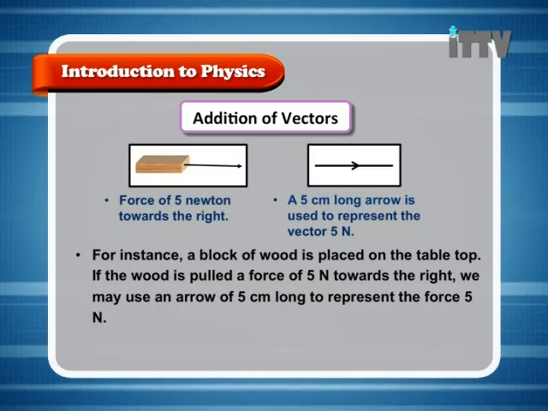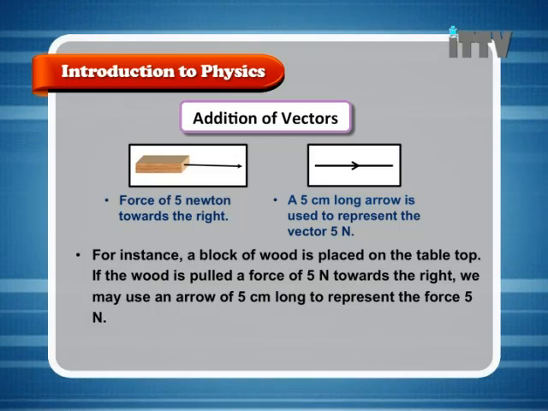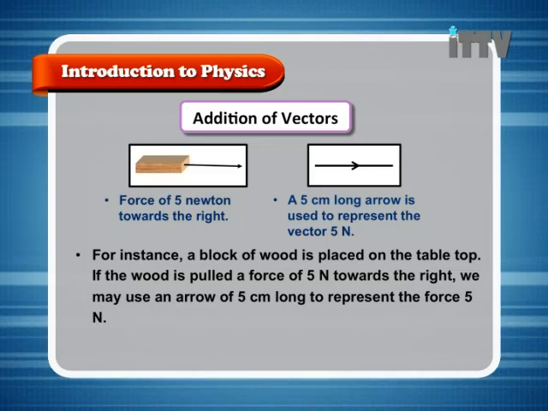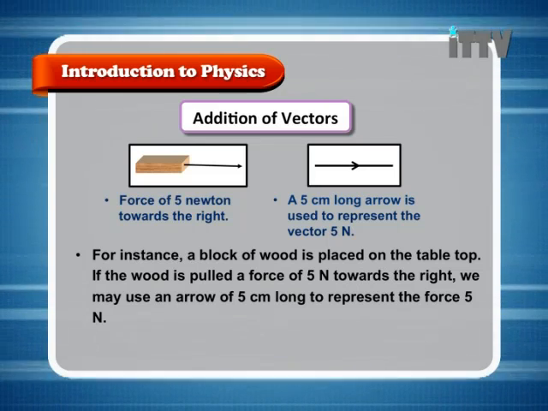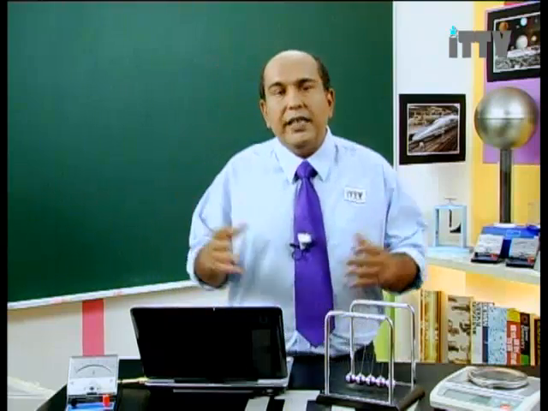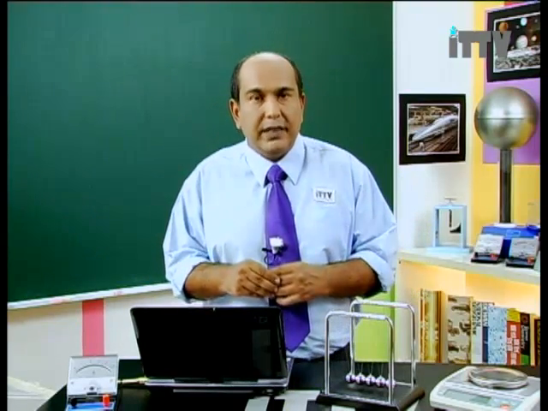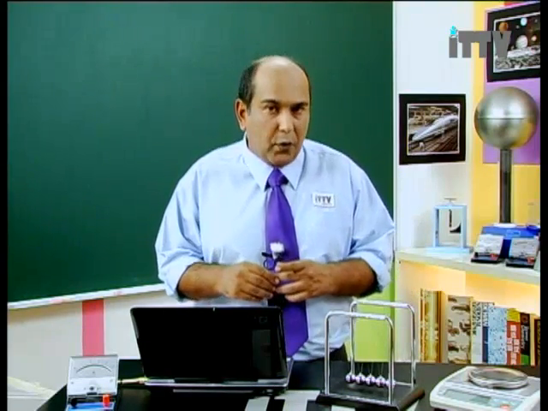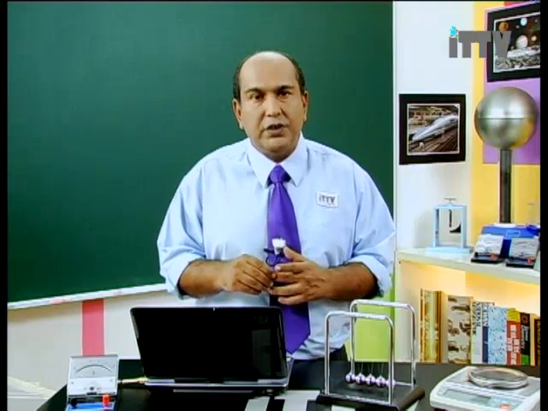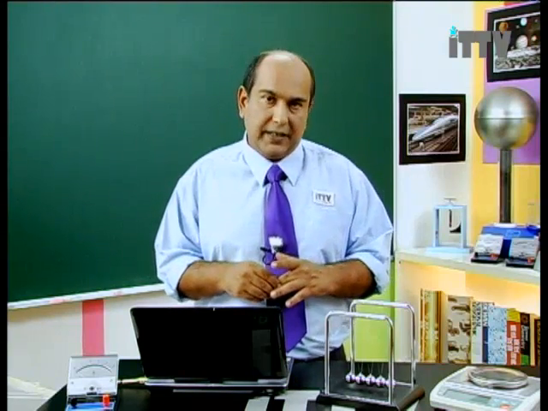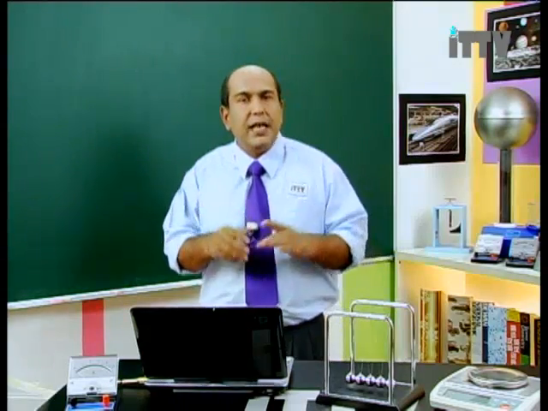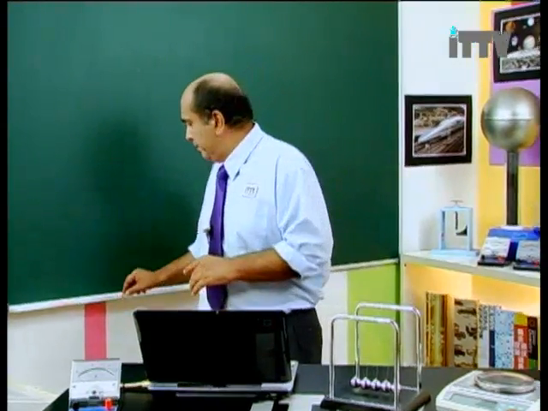If the wood is pulled with a force of 5 newtons to the right, we may use an arrow 5 centimeters long to represent the force 5 newtons. So what we're doing is drawing an arrow that will represent to us the force. The direction of the force and the magnitude of the force will be represented in this vector. So let's sketch this on the board so that we can understand it slightly better.